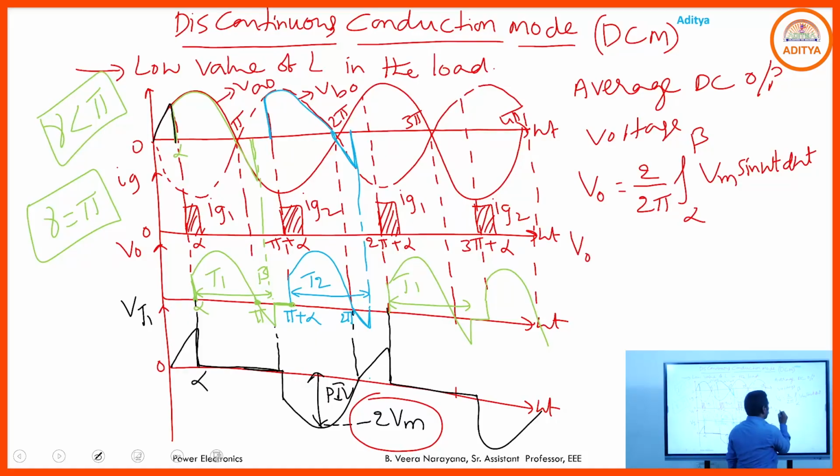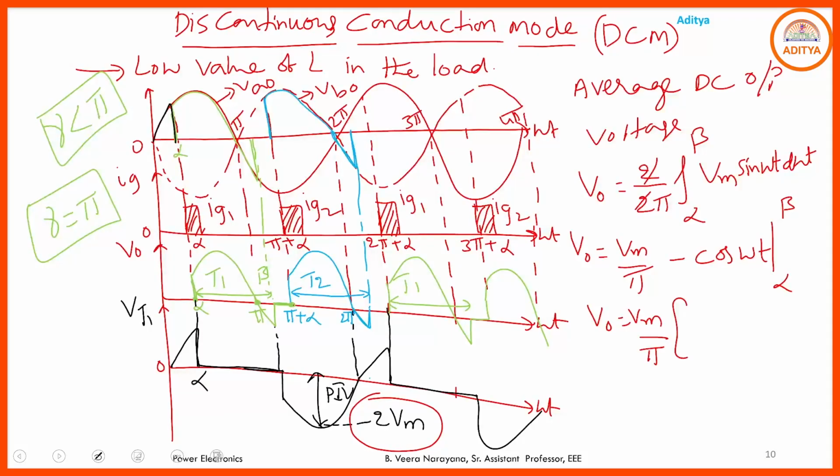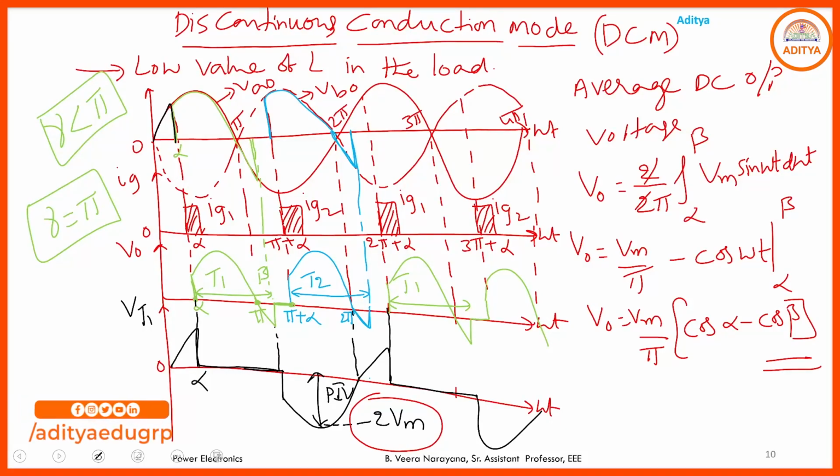By simplifying this expression, what will you get? V0 is equal to, take Vm by pi, the 2 gets cancelled. The integral of sin omega t is minus cos omega t, and you replace the limits between alpha and beta. Finally you get V0 equal to Vm by pi into cos alpha minus cos beta. This is the average DC output voltage during the discontinuous conduction mode of the single phase midpoint type full wave controlled converter.